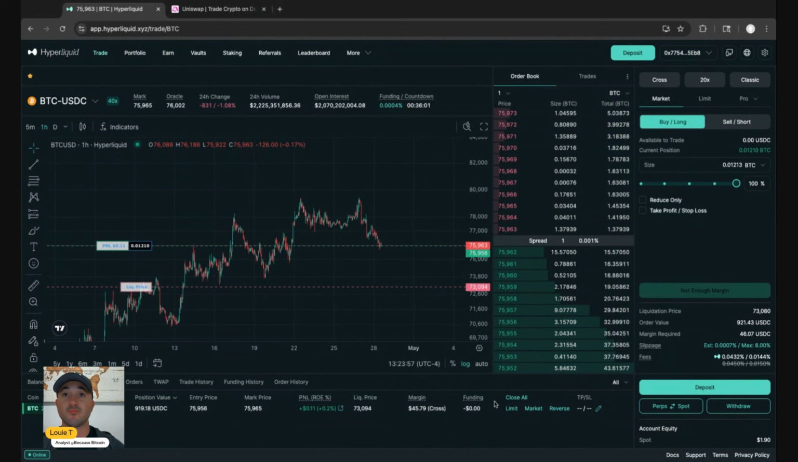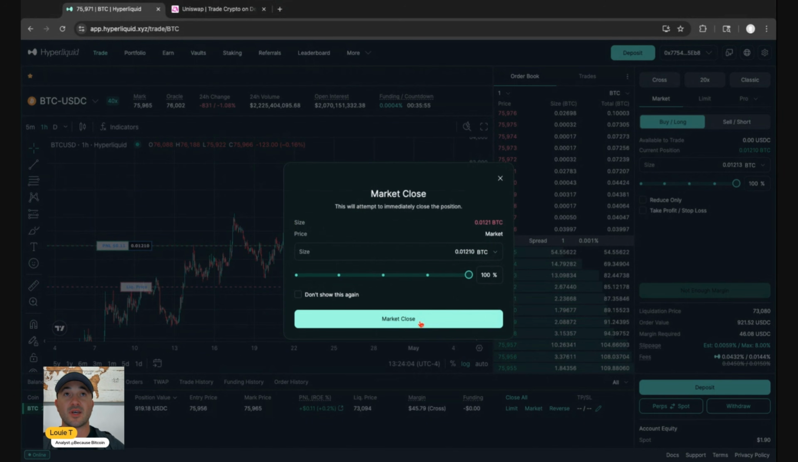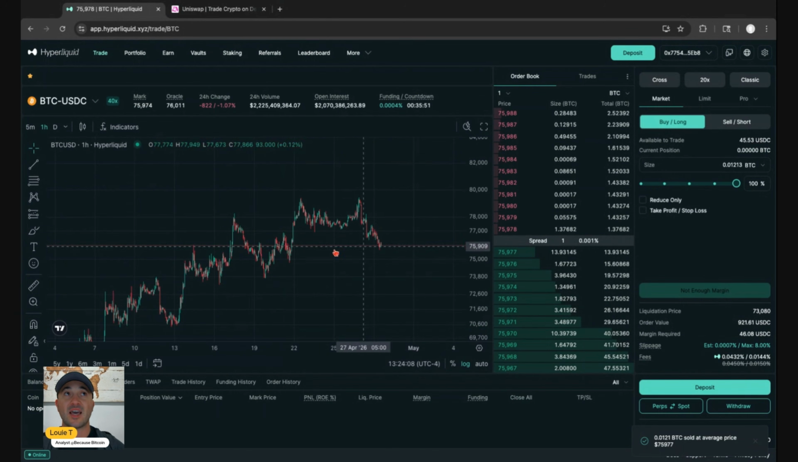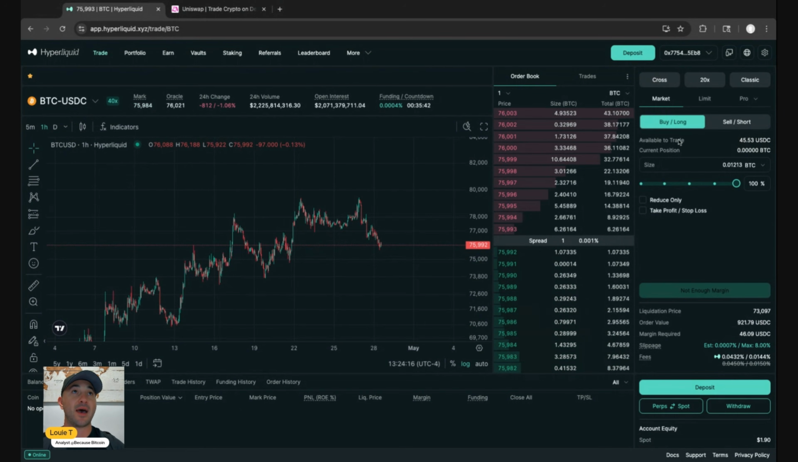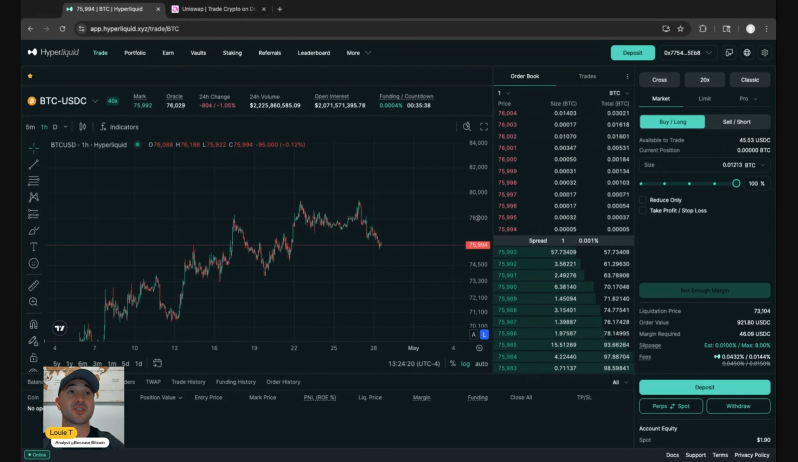Or if you want to just market close the position, you just hit market close. That'll automatically close it out. So we'll do that now. Market close. Now my position's fully closed. I don't see any positions down here. And I have my original margin that was in that trade back, available to trade. And that's leverage, guys. That is leverage.